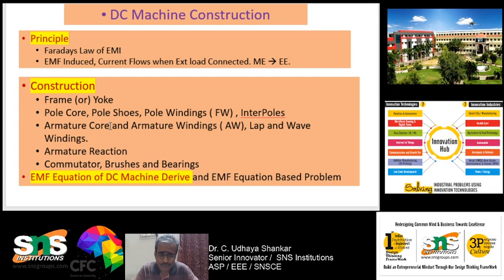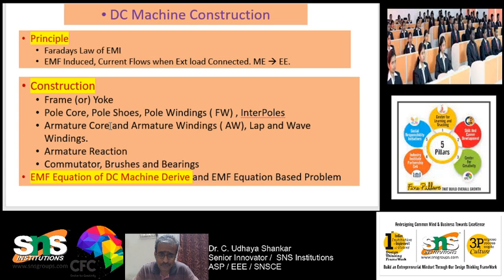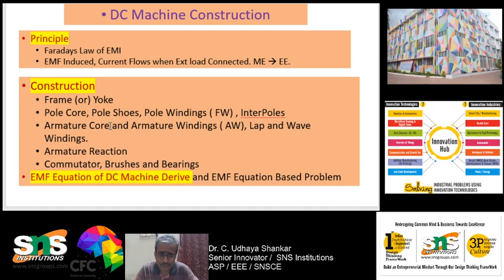There are two types of winding: lap winding and wave winding. Because the armature also carries current, it also produces a magnetic field. This armature magnetic field interacts with the main magnetic field, and the resultant magnetic field becomes quite distorted. This effect is called armature reaction.